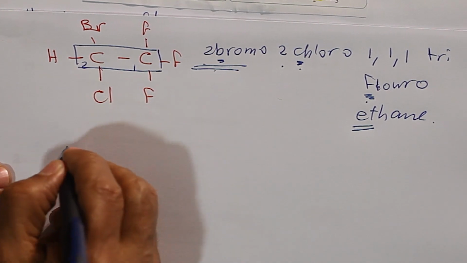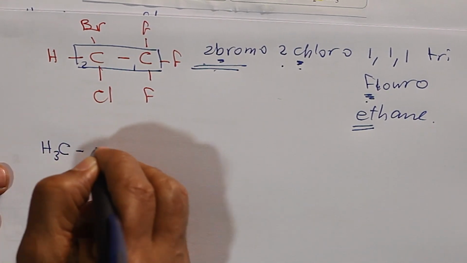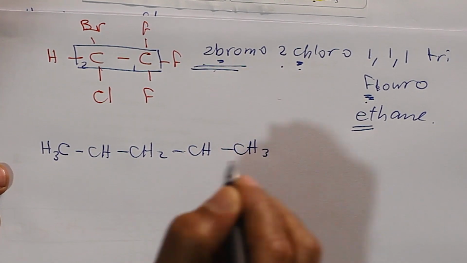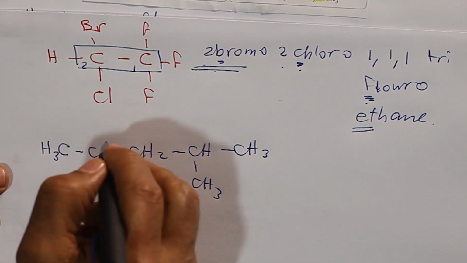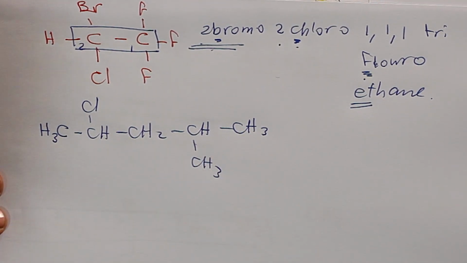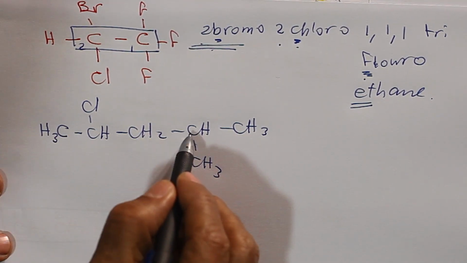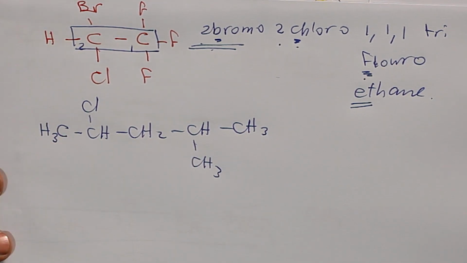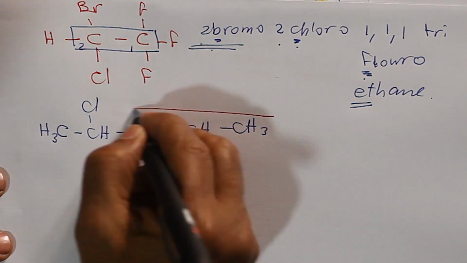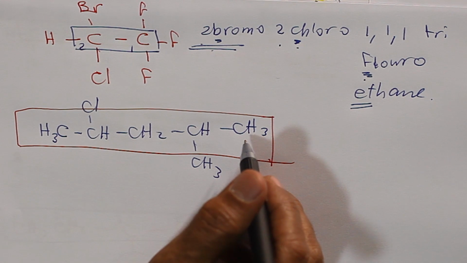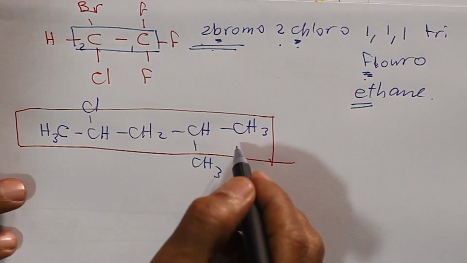Another example, CH3, CH, CH2, CH, CH3, CH3, Cl. To choose the longest continuous chain. 1, 2, 3, 4, 5. As same, so easily to get the straight line. We start for numbering from this end or from this end.